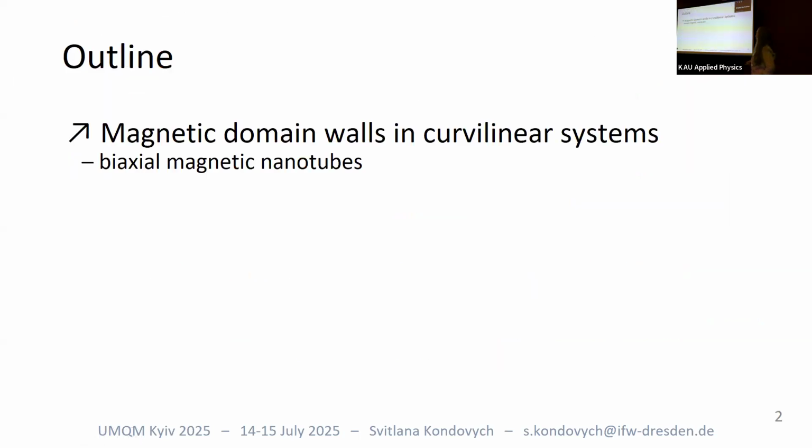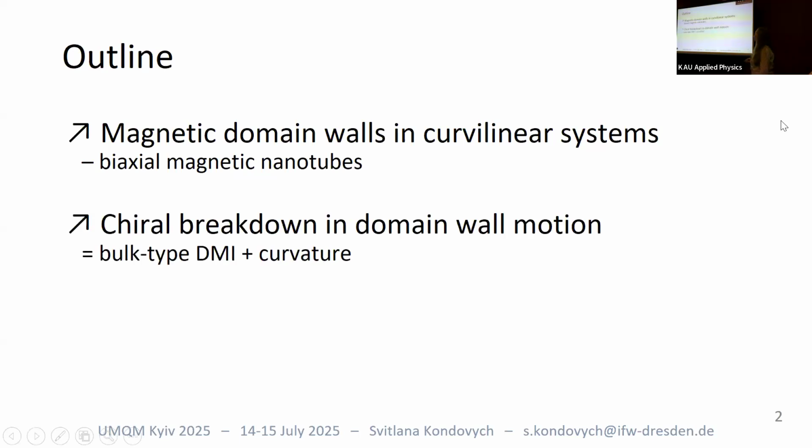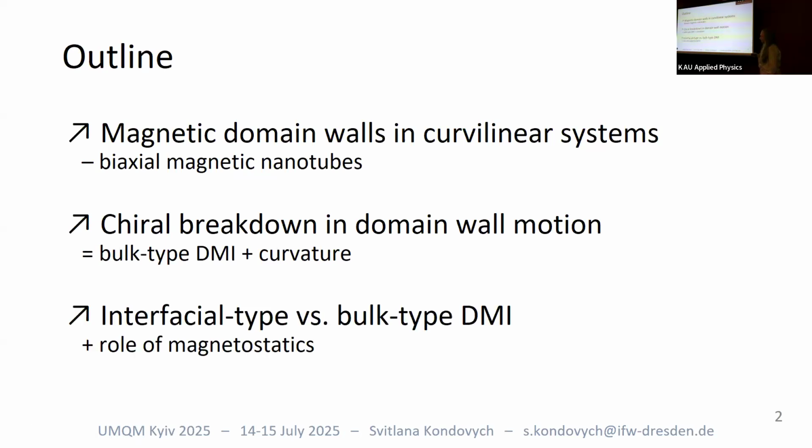So this is a brief outline. First, I will explain which models I use in this work. And then I will explain how chiral breakdown appears. Well, there is a spoiler. It appears as a result of the combined action of bulk type DMI and curvature in magnetic nanotubes. And then I consider magnetic nanotubes with another type of intrinsic DMI interaction and discuss how magnetostatics adds to the whole setup.